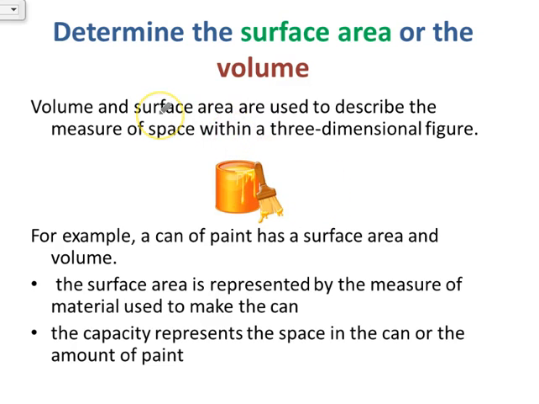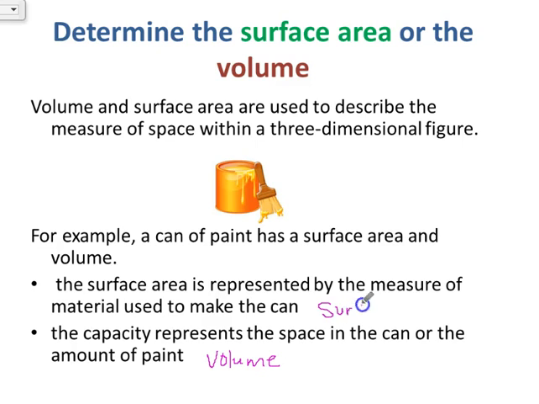We use volume and surface area to describe the measure of space within a three-dimensional figure. And we've seen those three-dimensional figures. So surface area is the measure of the amount of material on the outside of our figure, where volume is the amount of space within our three-dimensional figure.